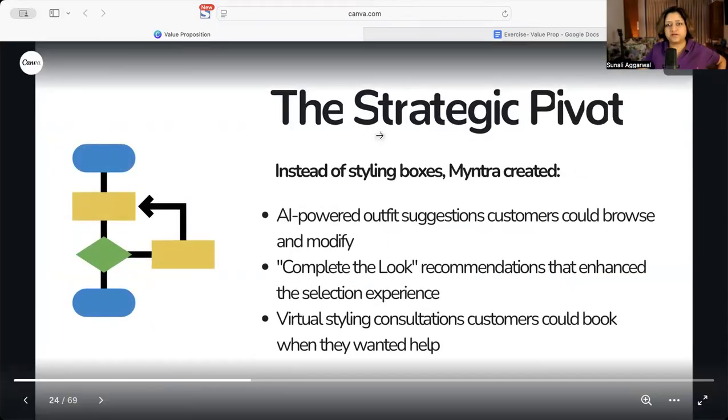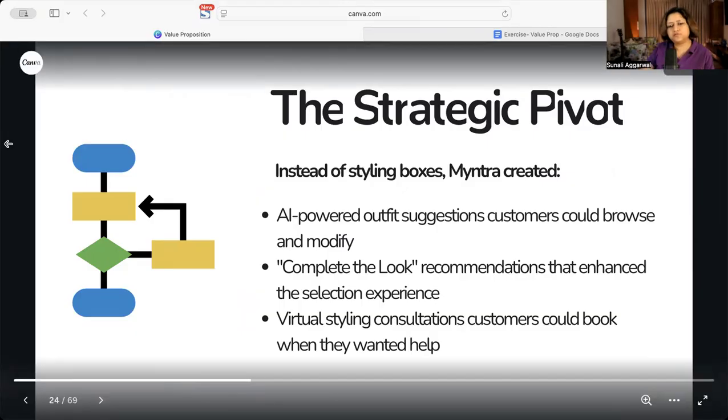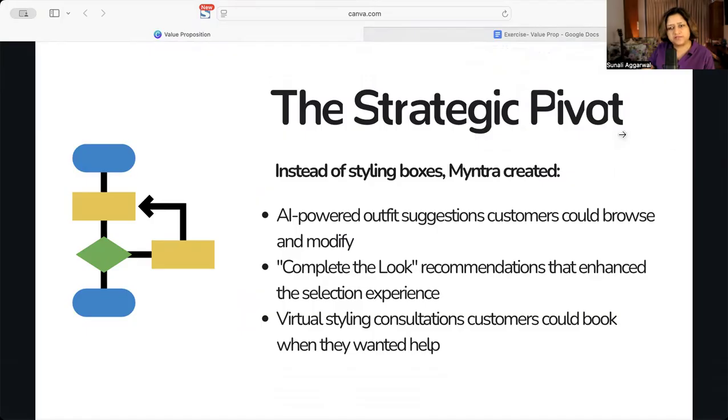So this is the strategic pivot that was decided. AI powered outfit suggestions customers could browse and modify. So they realized that the customer, although they said we want to save time, didn't want the selection process to be eliminated. They introduced things like complete the look, virtual styling consultant. They could call upon a consultant whenever needed. So these facilities were given.